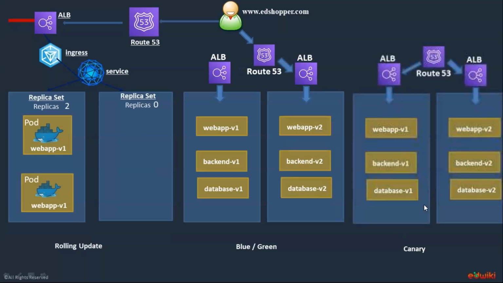In the canary deployment, what I'm trying to do is, like blue-green, you maintain two versions. Ensure that V1 is working as expected. Ensure V2 is also working as expected. Both are serving the traffic on their own load balancers. In Route 53, you put a resolution for both.